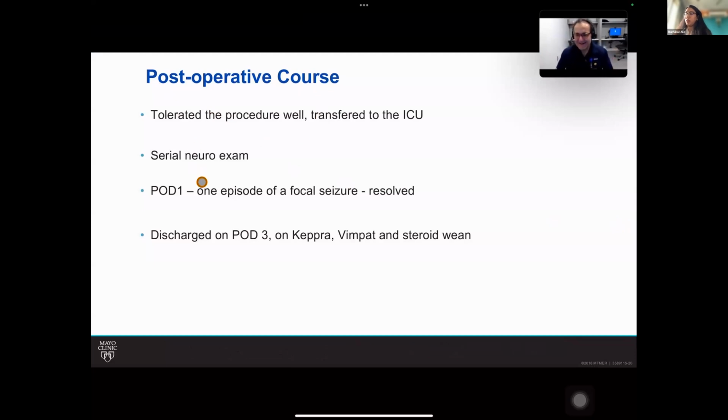Post-operative course. Now, the operation was uneventful and the patient was transferred to ICU without any neurological deficits. Serial neuroexaminations were performed. On post-operative day 1, the patient had an episode of focal seizure, and this focal seizure was characterized by confusion and receptive aphasia, which subsequently resolved. He was discharged on post-operative day 3 on Keppra, Vimpat, and a steroid wean.